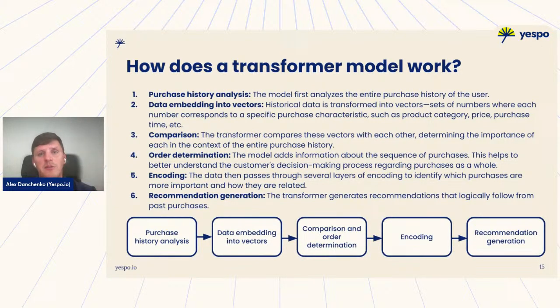So in Yespo, the transformer model works this way. First of all, we analyze the purchase and customer behavior history. We embed data into vectors. Then we make a comparison of vectors, determining which of them are close. So basically, if these vectors are looking in the same direction, then they are similar. And we do encoding, and eventually generate a recommendation as an array of different products with the probability of how likely they are to be used by this particular user.